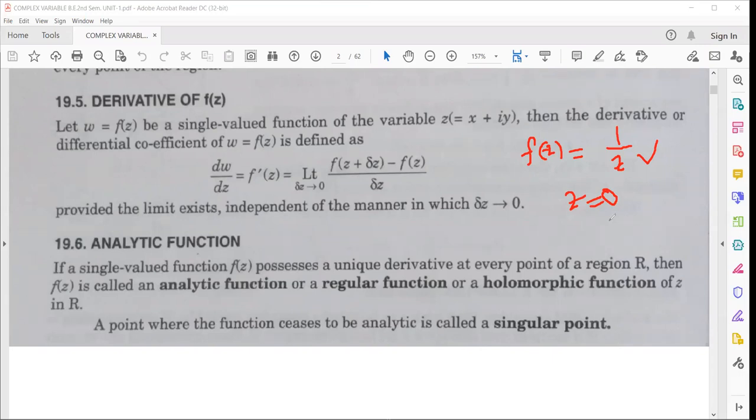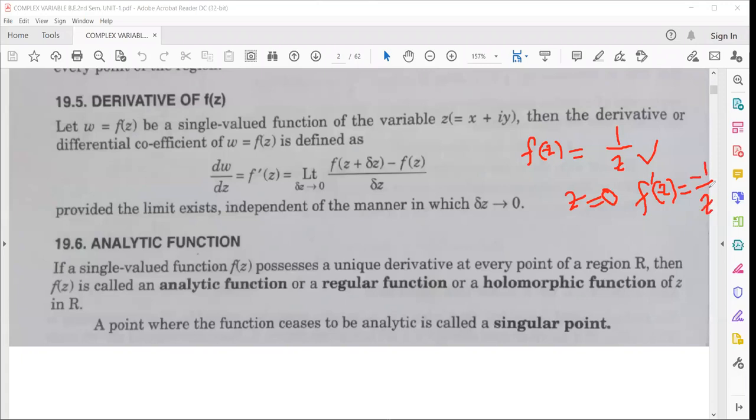First, let us find the derivative f dash z. What is the derivative of f(z)? f(z) is given as 1 by z. So what will be the derivative of 1 by z? Yeah, minus 1 upon z square.